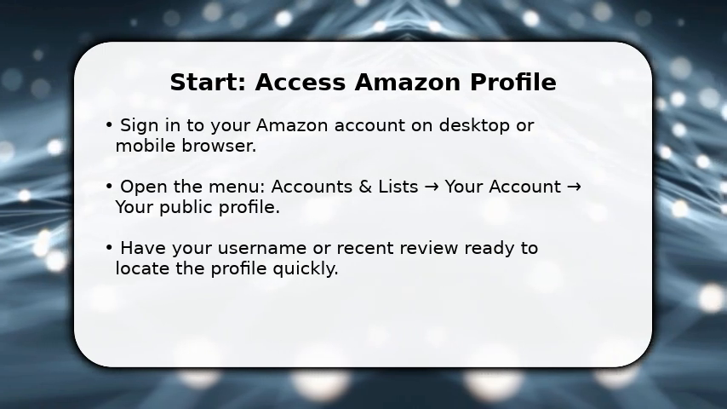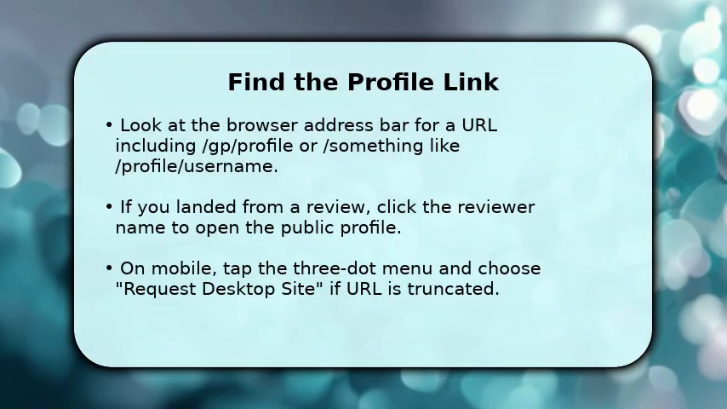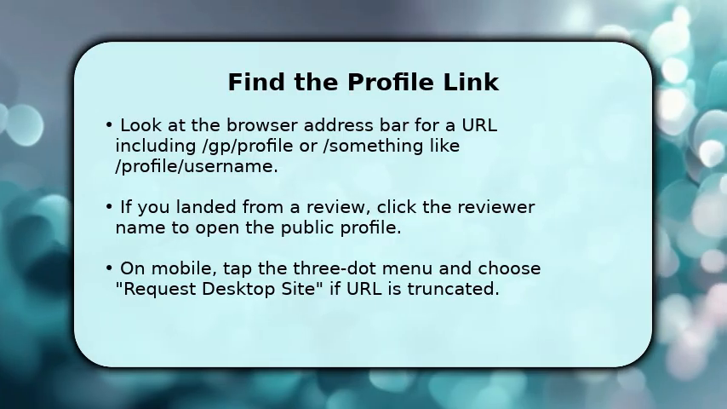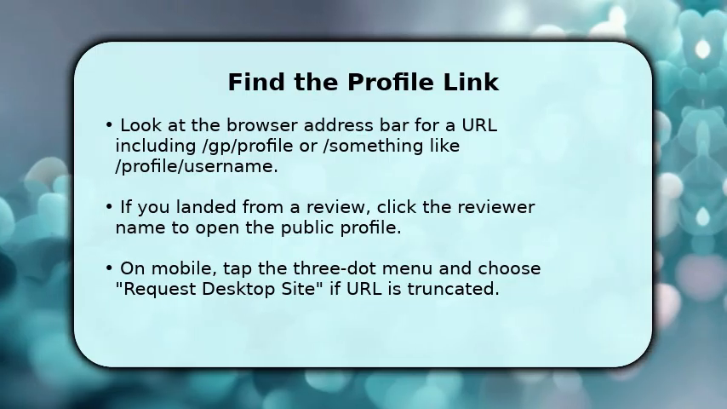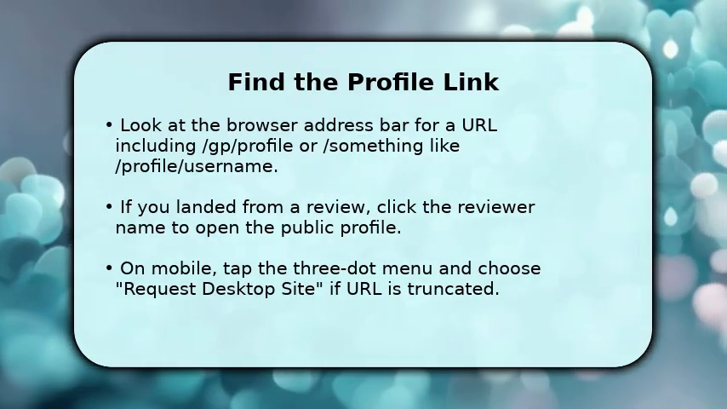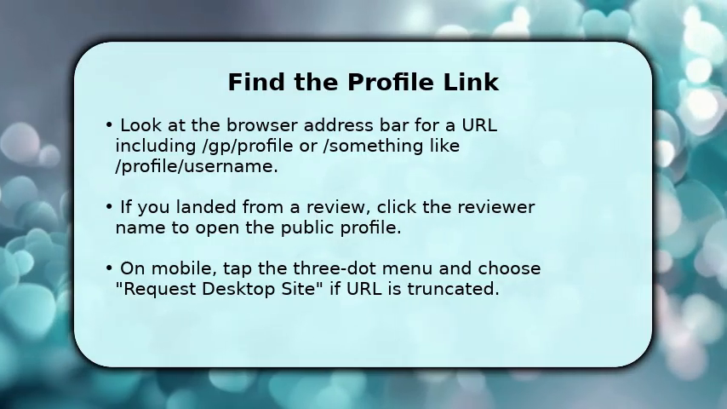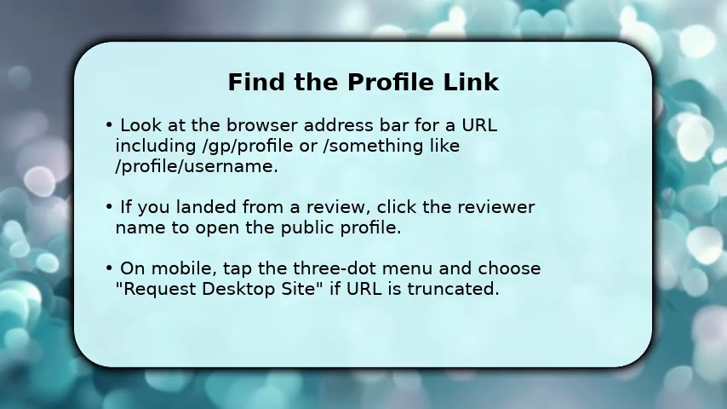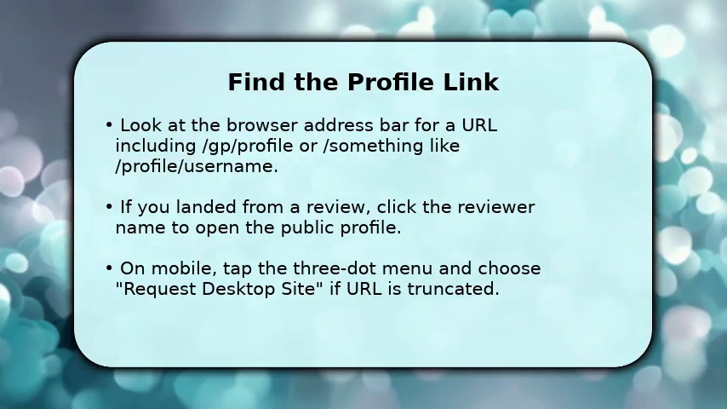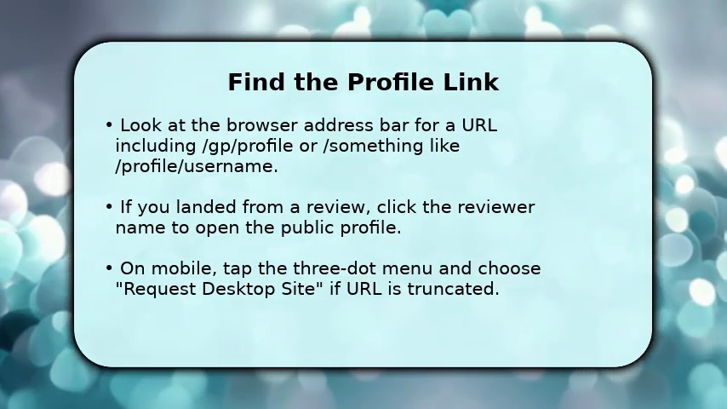Now focus on the address bar since the profile URL appears there. It often contains /gp/profile or /profile/ followed by an ID or name. If you got to the profile via a review, click the reviewer's name instead of backtracking, because that opens the canonical public page. On mobile, URLs can be shortened, so request the desktop site to expose the full path. You do this to capture the stable URL Amazon uses for sharing.